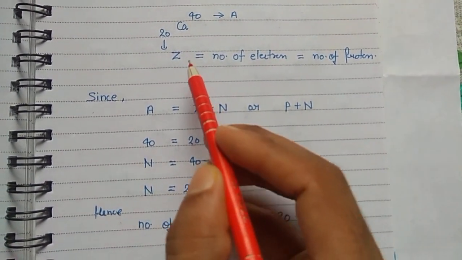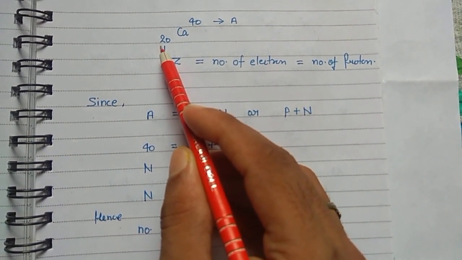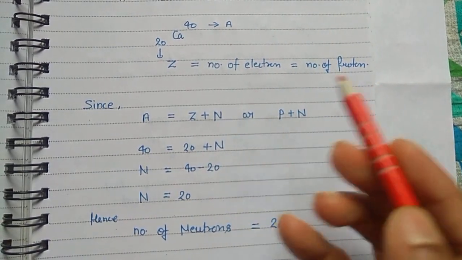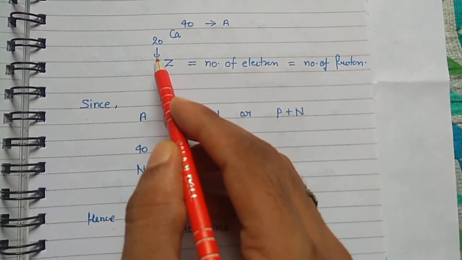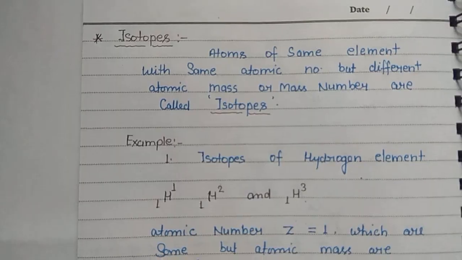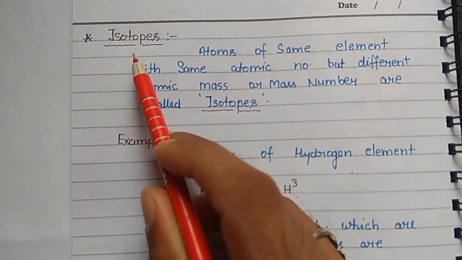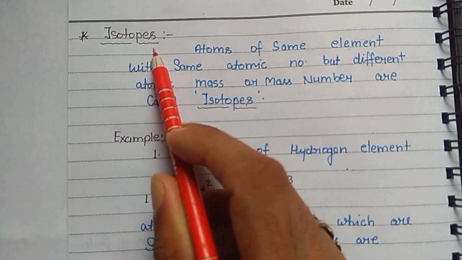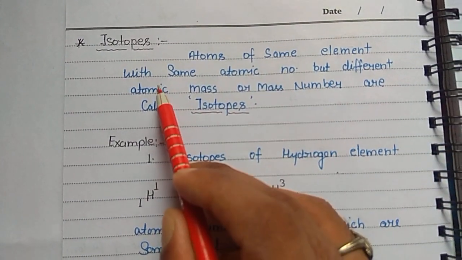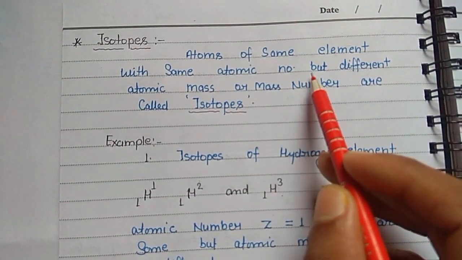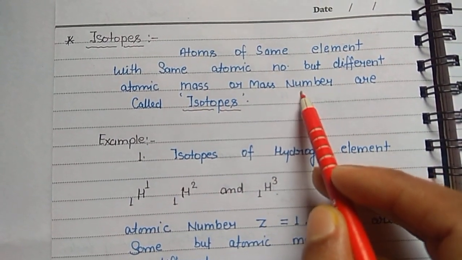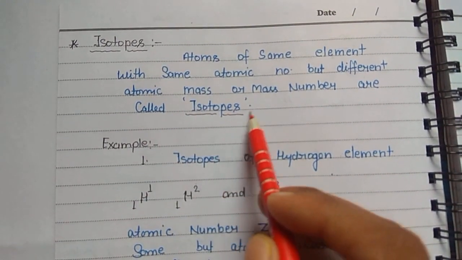That means the atomic number of calcium Z is 20, atomic mass is 40, the number of protons is also 20 and the number of neutrons is 20. Now the next point is isotopes. Atoms of the same element with the same atomic number but different atomic mass or mass number are called isotopes.